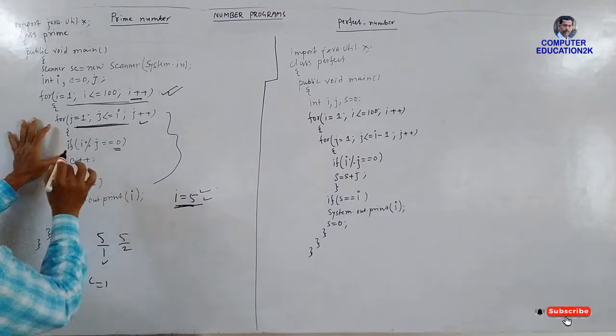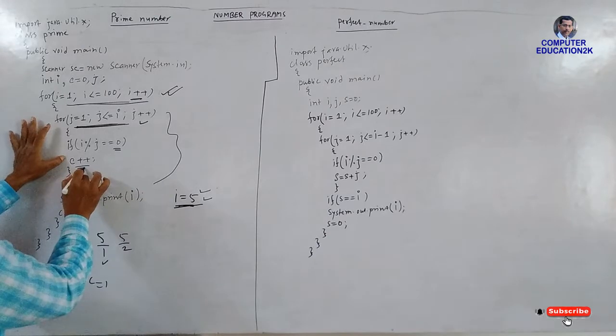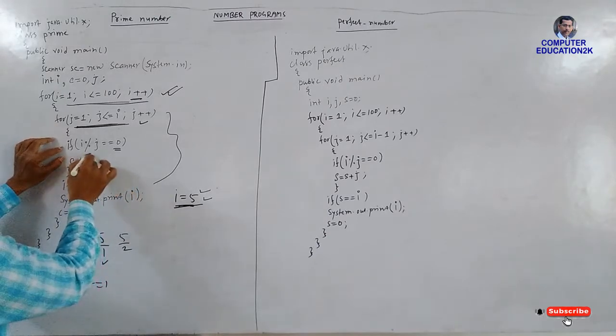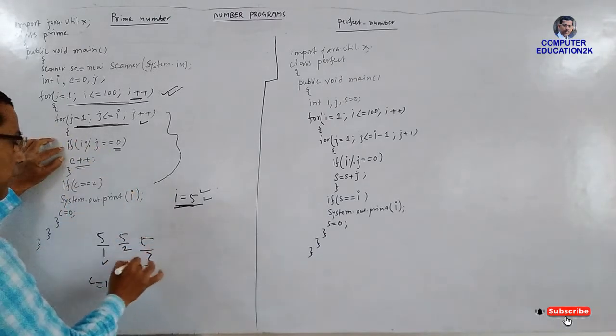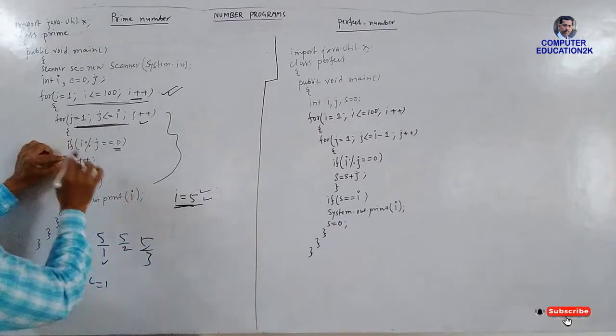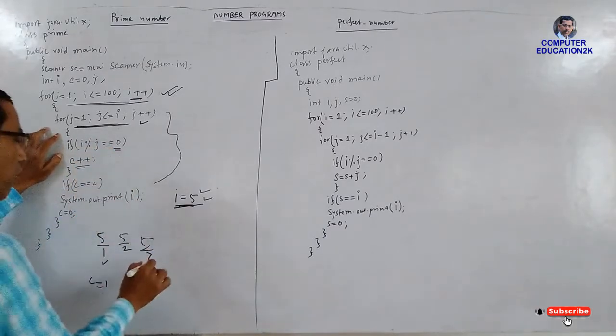So here that C value will not increase. Okay, now j will be 3, 5 by 3. Is it divisible? No. Then C value will not increase. Then J will be 4.